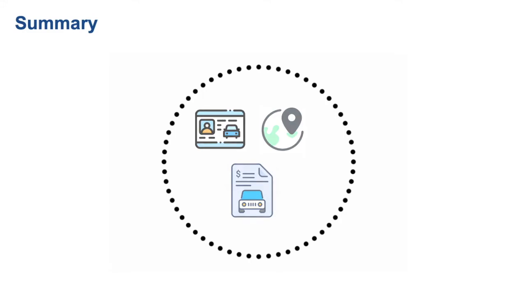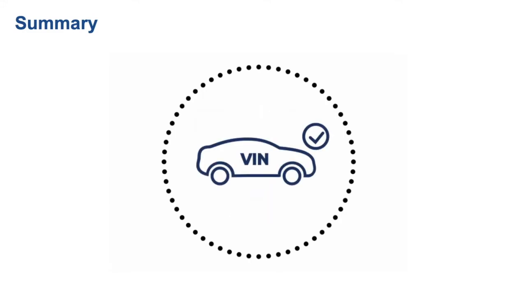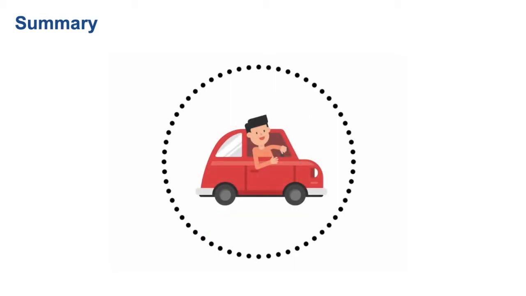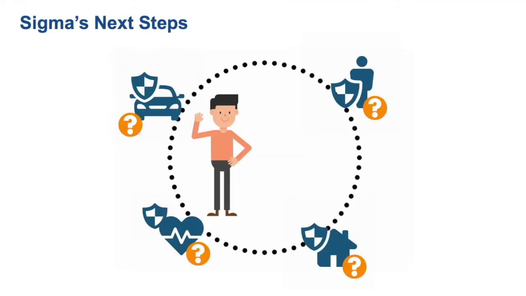Gene then found the car he wanted to purchase and used the VIN number of the car to update his quote. Gene then adjusted the quote as suggested by Sigma and decided to go with a consumption-based model by installing Sigma's DriveWell app. Gene is now a happy customer of Sigma who had a seamless experience in purchasing insurance. But for Sigma, the story begins now.